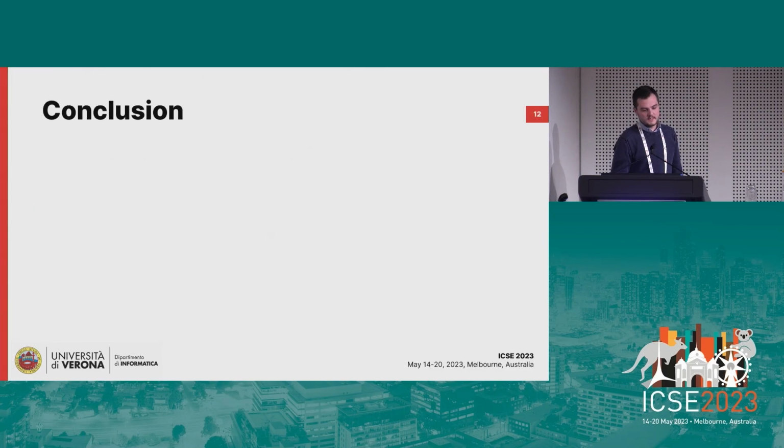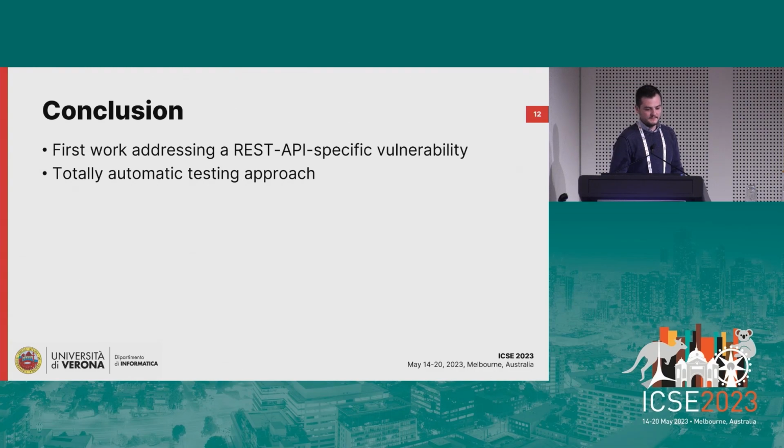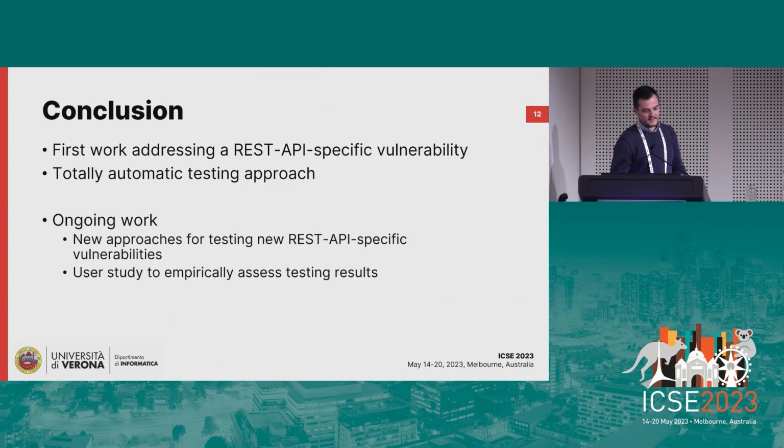To conclude, this is the first work in the literature that addresses a REST API specific vulnerability. The best part of the approach is that it's totally automatic, so you just need to download our tool and run it on your API, given that you have a specification of the API. We are currently working on developing new approaches for other of the top 10 vulnerabilities defined by OWASP for APIs, and we're also performing a study to empirically assess testing results.